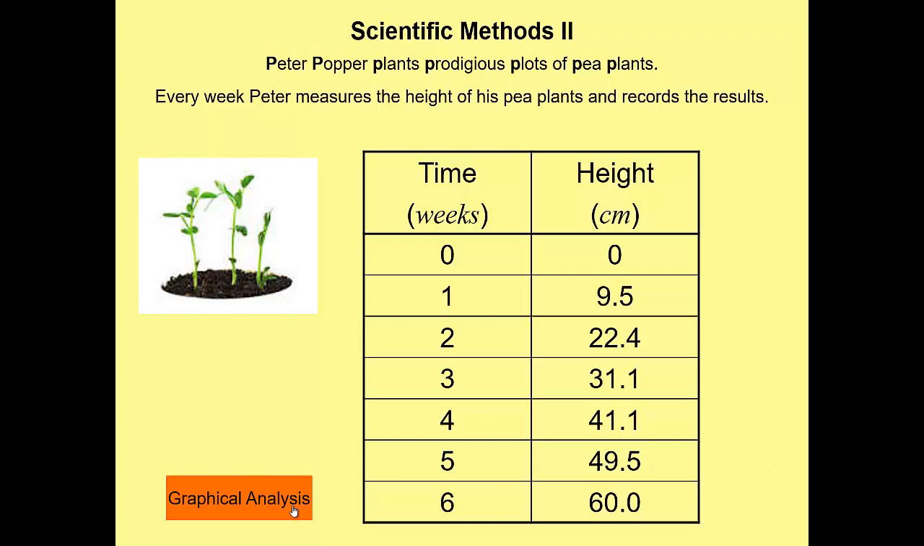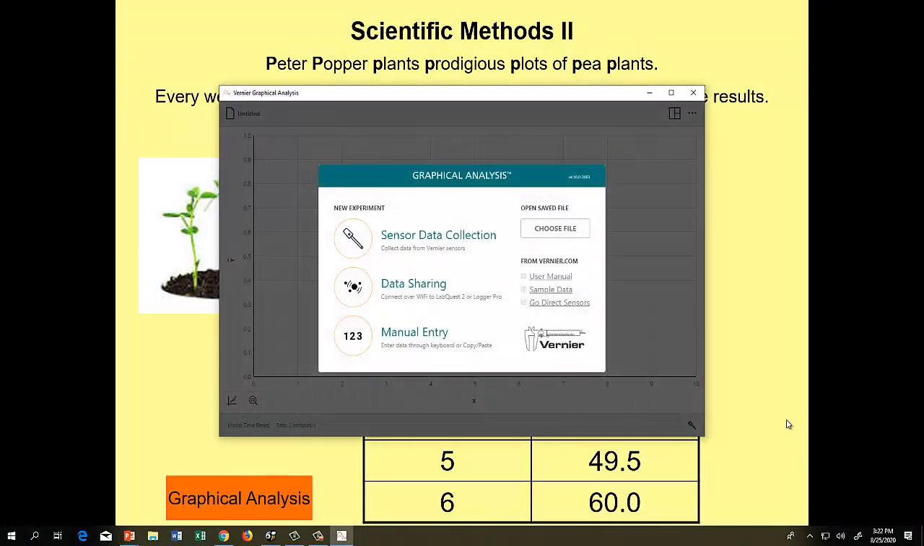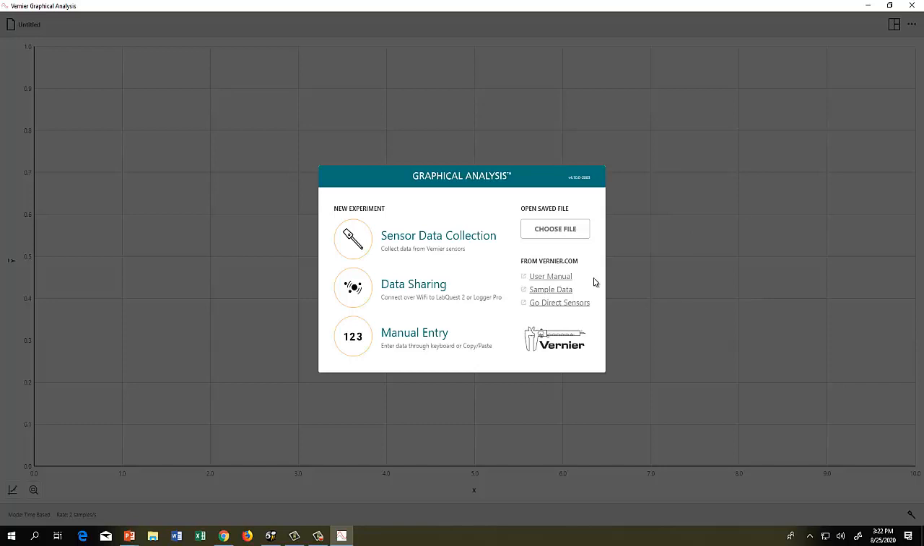So let me open it up. There we go. And here's the opening screen. Now I'm going to make this big for now. There's a few choices here. We are going to later, when we're running equipment, use this sensor data collection. But for us, all we need is manual entry, because that's what we're going to do. We're going to type some data in and look at the graph.